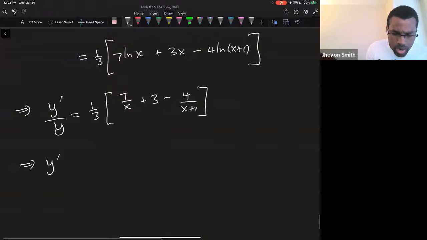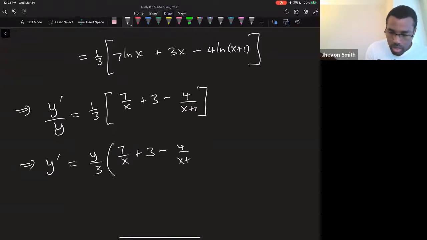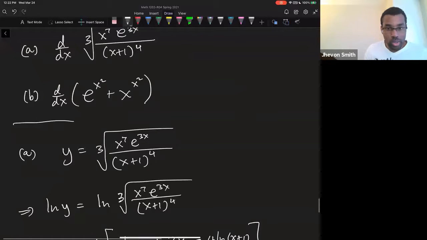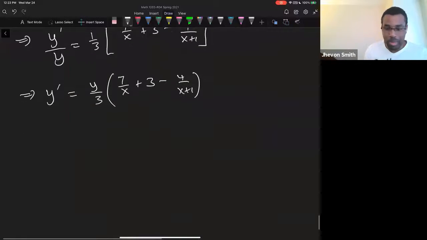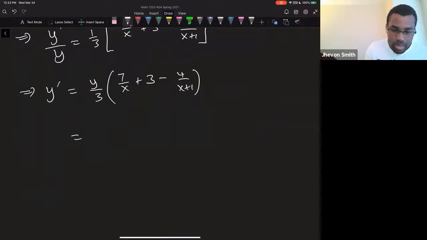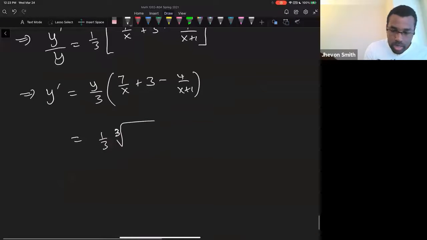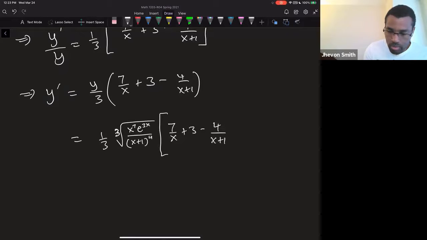And so now my y prime is going to be this. Now I challenge you to actually do this directly. You can try that and tell me how you feel about it on Friday as well. So here I have 1/3 times the cube root of the original. So this is the original function, x to the 7th e to the 3x over x plus 1 to the 4, times 7 over x plus 3 minus 4 over x plus 1.